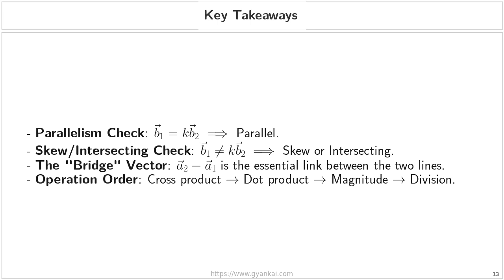Finally, to avoid calculation errors, stick to this specific order of operations. First, compute your cross product. Second, find the dot product. Third, determine the magnitude of your resulting vector. And lastly, perform the final division to find your distance.